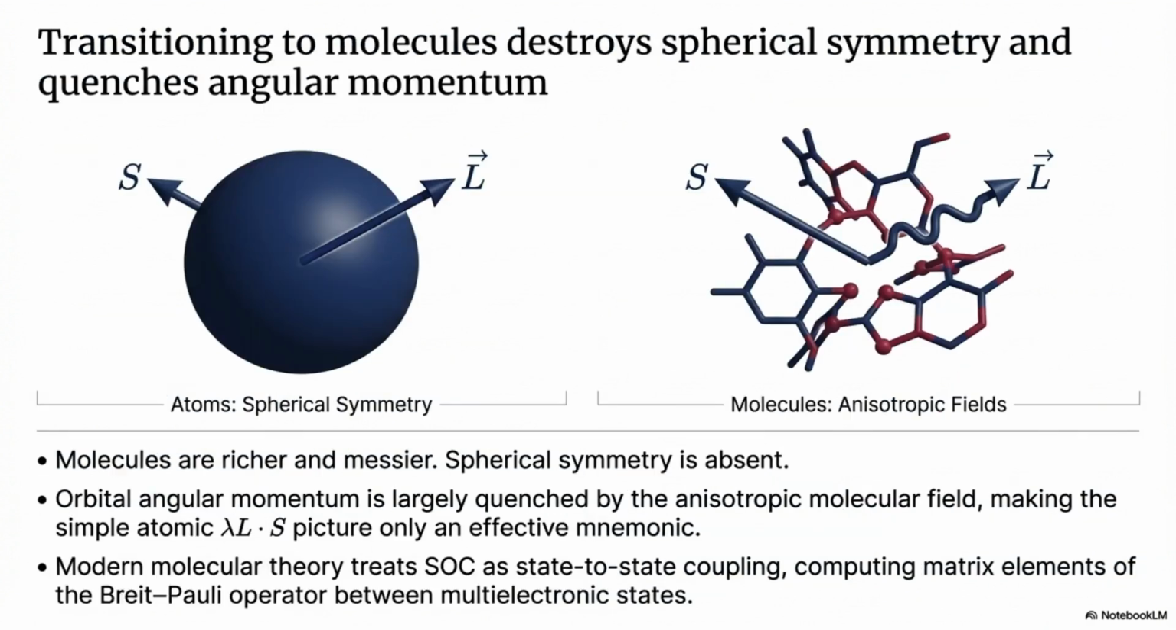Transitioning to molecules destroys the spherical symmetry present in atoms and quenches orbital angular momentum. Modern molecular theory must treat SOC as state-to-state coupling, calculating matrix elements of the Breit-Pauli operator between multi-electronic states.